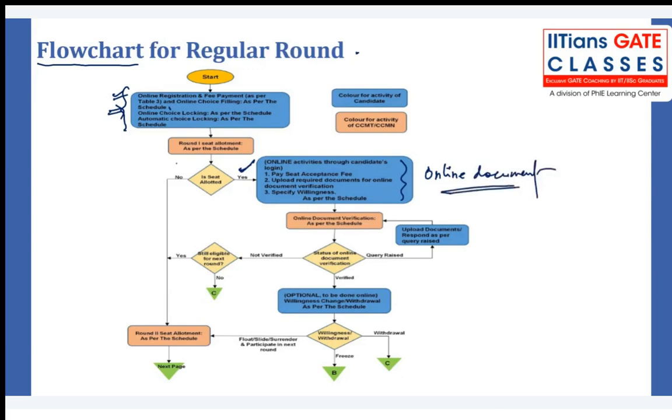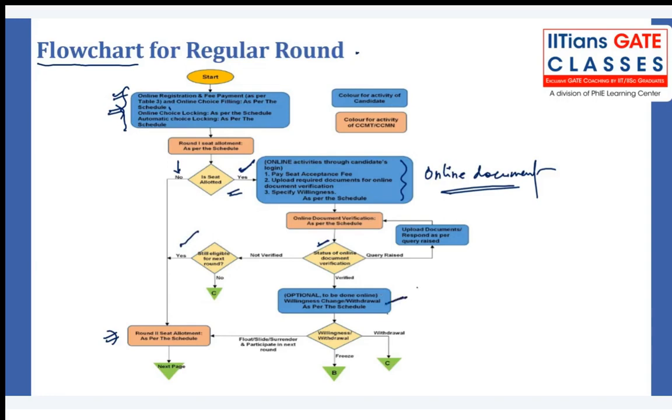And if you are not accepting the seat, then you can go directly to round 2, the seat allotment, and we will discuss on the next page what is there. If you have accepted, then you have to follow these many steps, and then the status of online document verification. If it is not verified, you are still eligible for the next round, so you can always go for the second round. If it is verified, then it is optional to be done online. So these are the choices.